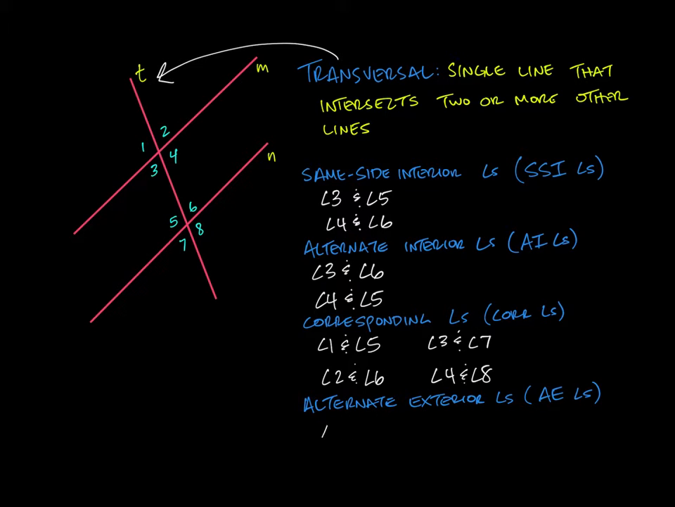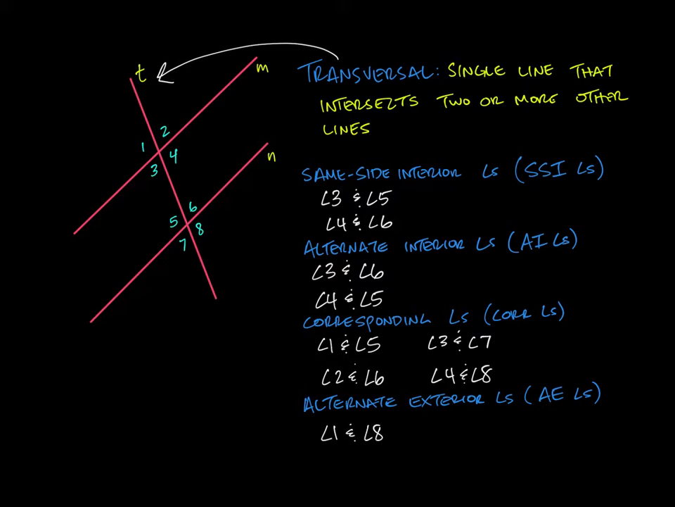That's what the alternate means. So let's look at angle 1. Angle 1 is in the exterior space, and it's to the left of the transversal. So now we're going to move to the other grouping. We're going to look for another angle that's in the exterior space and to the right of the transversal, and that looks like it's going to be angle 8. So angle 1 and angle 8 are a pair of alternate exteriors.